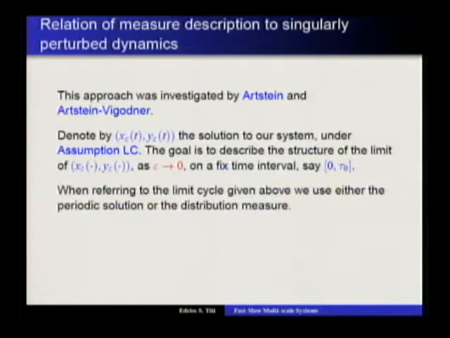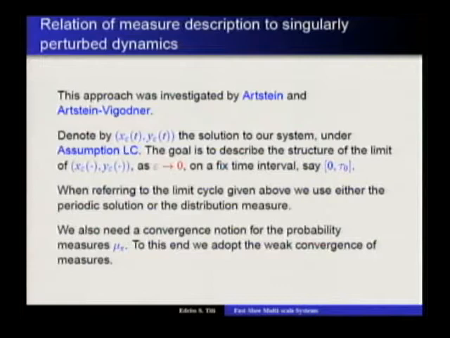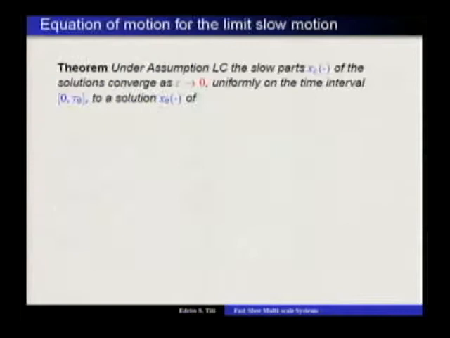So when we're referring to the limit cycle given above, using the periodic solution distributions, we also need a convergence notion of probability measure, which is basically convergence in the weak sense, and I will use this in a minute. So here's the theorem. Under the assumption LC, the slow part, x epsilon, of the solution converges as epsilon goes to zero uniformly to some function x0, and this x0 satisfies this evolution equation. This is nothing but the classical averaging lemma.